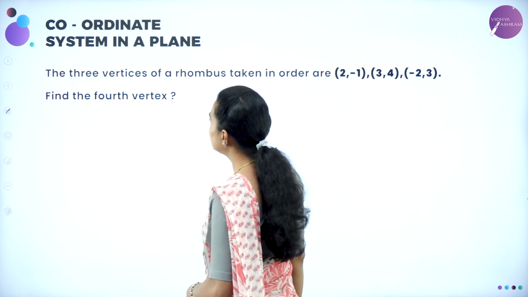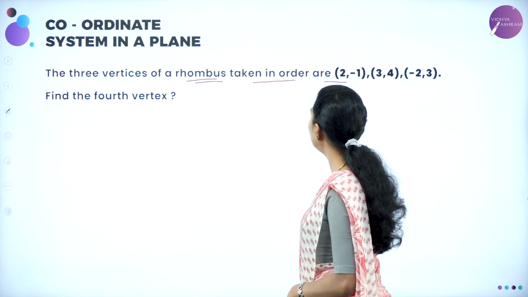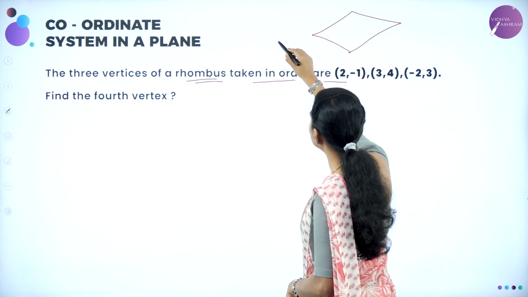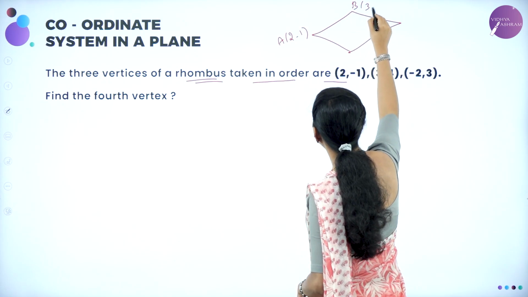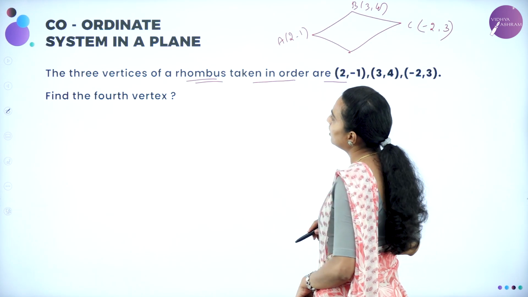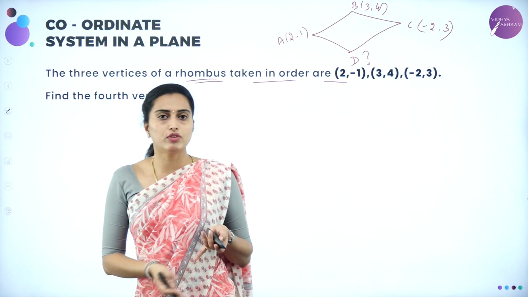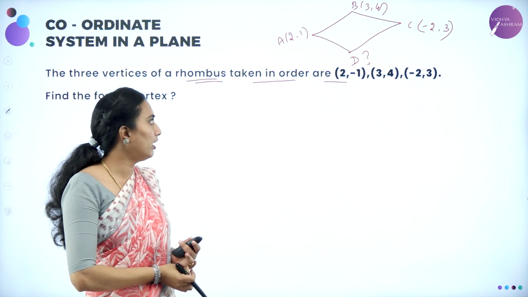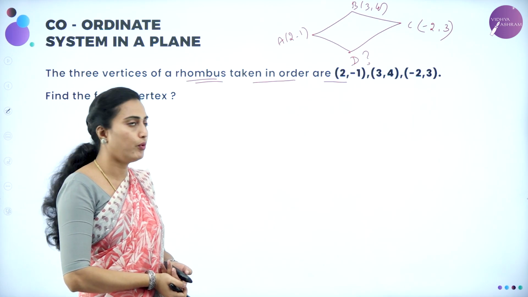What they have given? The three vertices of a rhombus taken in order: A of 2, minus 1, B of 3, 4, and C of minus 2, 3. You need to find the fourth vertex. What is this D? You need to find out. How to find out? The three vertices of the rhombus means you are going to have it as the length, isn't it? If you find that, then you are going to find the vertex D by having the points on that.